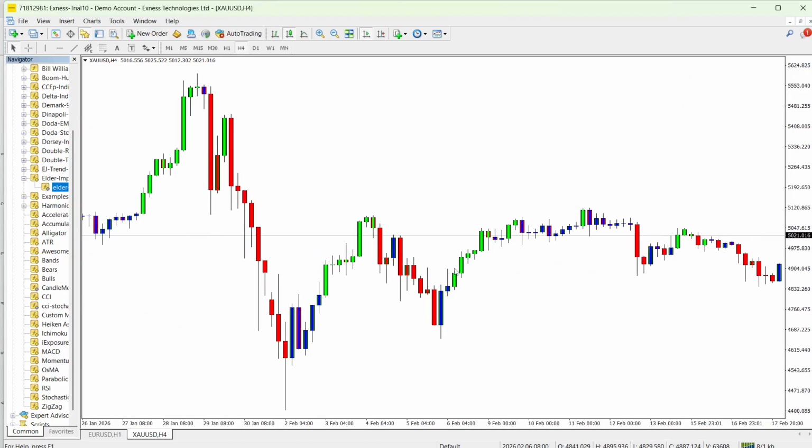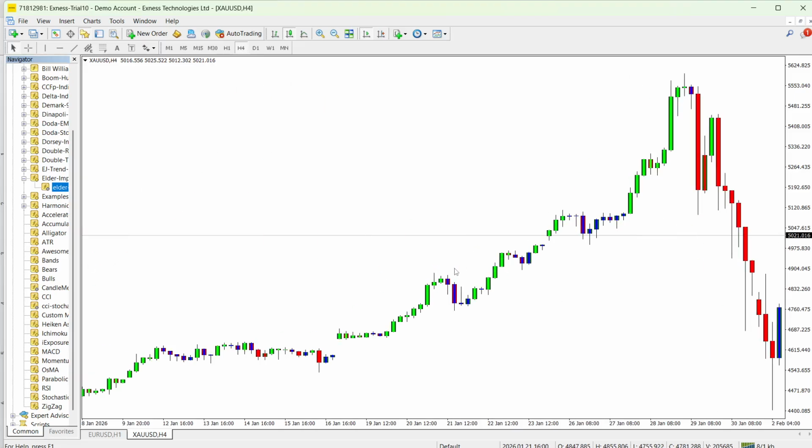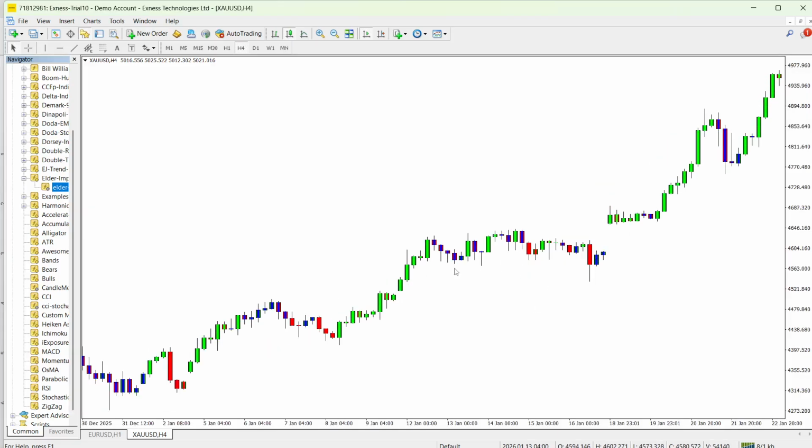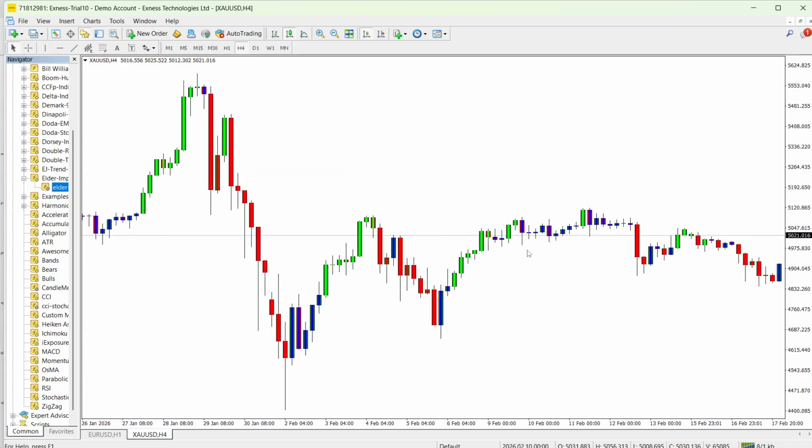Typically, green candles suggest that both the trend and momentum are aligned upward. Red candles indicate both are aligned downward, and blue or neutral colored candles suggest a mixed or transitional state. This gives you an immediate sense of whether momentum supports the current trend.